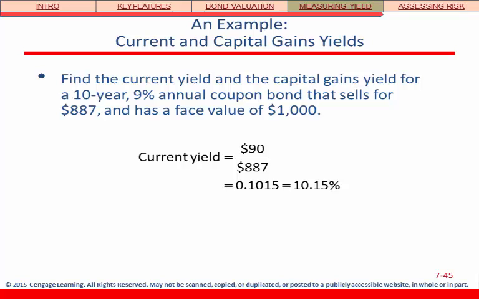Let's take a real quick example. Find the current yield and the capital gains yield for a 10-year 9% annual coupon bond that sells for $887 and has a face value of $1,000, right? So, to find the annual coupon payment first, that's 9% times 1,000, so you put $90 in the numerator. $887 is going to be your price. That would go in the denominator, and you're going to get a current yield of 10.15%.